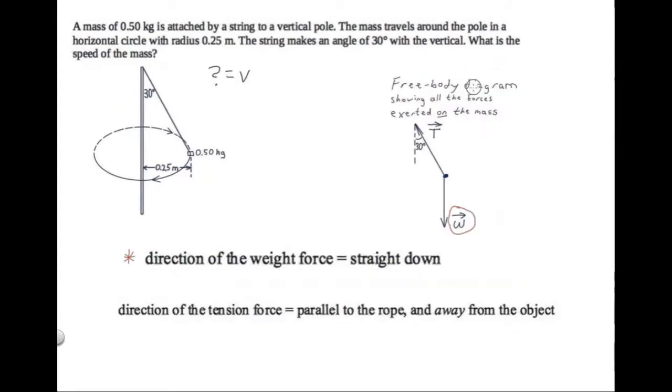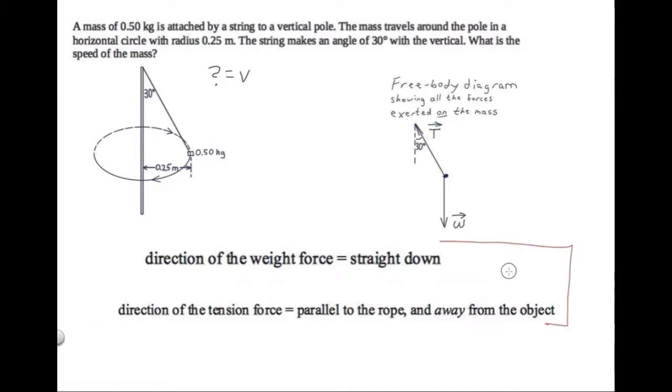The purpose of the free body diagram is to indicate the directions of all the forces on the object. Well, the direction of the weight force is always straight down. The direction of the tension force should be parallel to the rope, pointing away from the object. Well, parallel to this rope, pointing away from the mass, would be a force that points in this direction. So I've indicated that the tension force is pointing in that direction in the free body diagram.